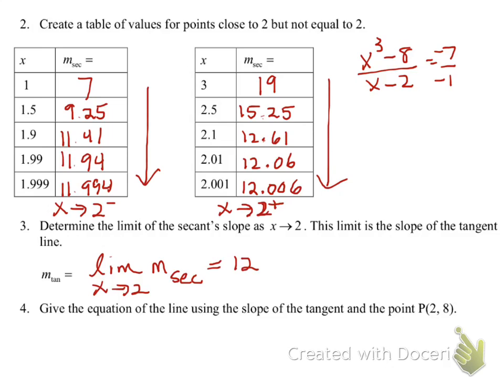Then once we know the slope of the tangent, we have a point, we have a slope, it's easy to find the equation of the line. We just say y minus y coordinate is equal to my slope times x minus my x coordinate, and if we solve that for y equals mx plus b form, it's y equals 12x minus 16.